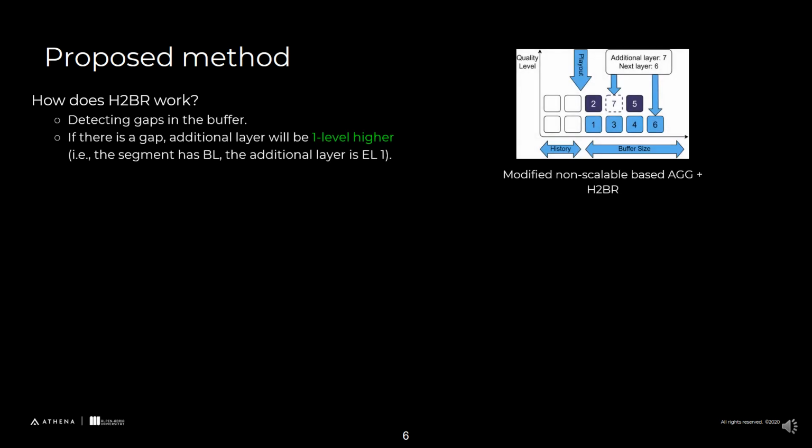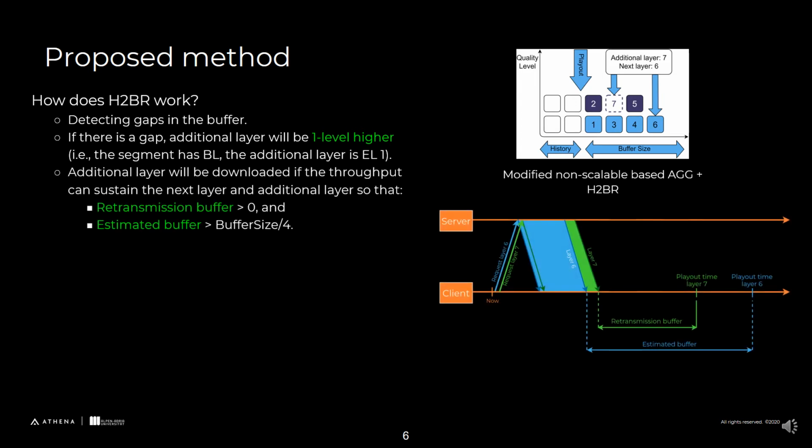So how does H2BR work? Well, it detects the gaps in the buffer. If there is a gap, the additional layer will be one level higher. For example, in this figure, when the client wants to download the next layer 6, H2BR detects a gap at the second segment, which has only one base layer. To fill this gap, the target is to download the additional layer 7.